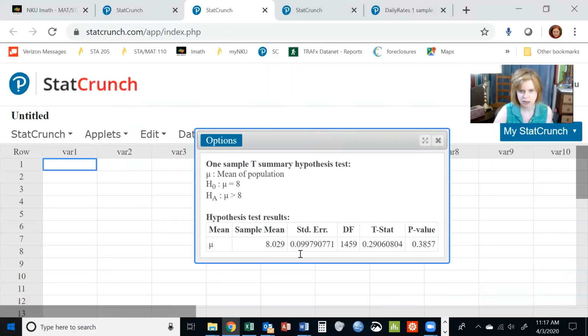Here's my sample mean. There's that standard error that we calculated that was in the denominator. Here's my degrees of freedom, which is just one less than the sample size. Here's my t, 0.291 with 3 decimal places. And here is my p-value, 0.3857.